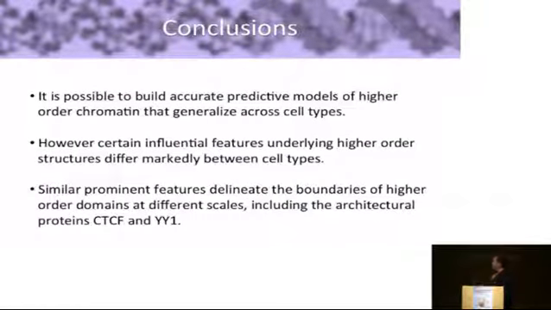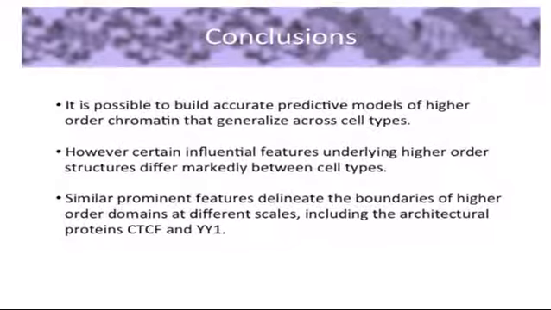So in conclusion, it seems possible to build accurate predictive models. They're broadly similar, but they differ for certain influential features, and we can find prominent features delineating domain boundaries.